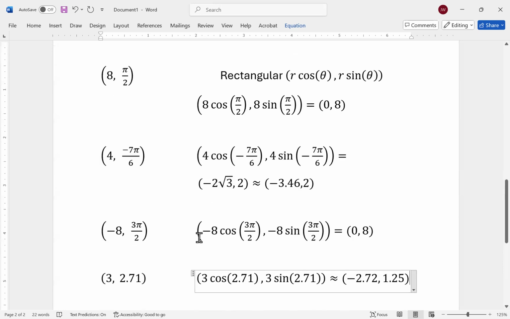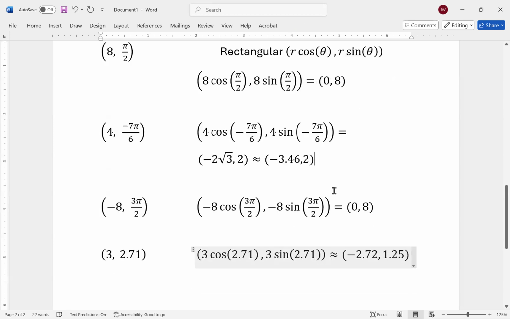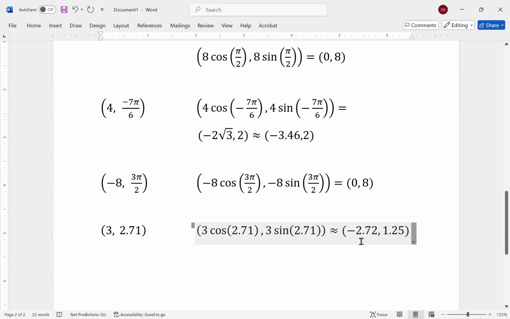Now, notice that in each of these cases, I've been doing a lot of explanation, but in reality, if we're just converting to rectangular, all we really have to do is plug in our cosine theta for x, plug in our sine theta for y, and we are good to go. So just plugging it in, and obviously 2.71 as an angle is slightly less than pi, and that's why we are in the second quadrant.